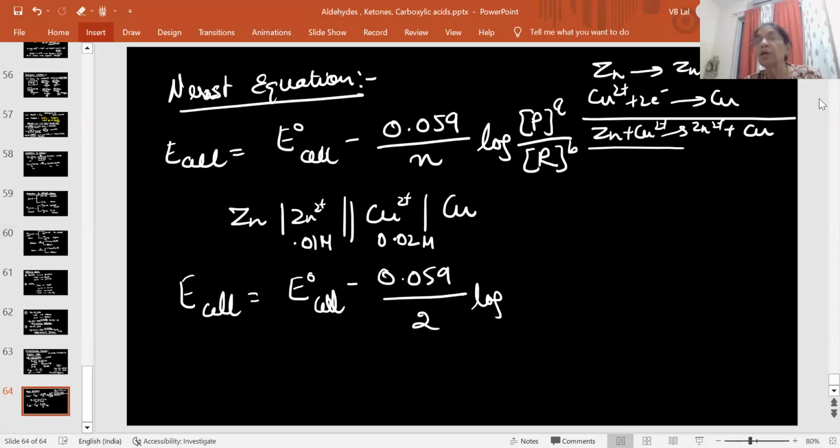So what is the product? Product is Zn2+. What is the concentration of Zn2+? 0.01, right? Divided by reactant, copper, that is 0.02. And raised to 1 in both cases because in the balanced equation the stoichiometric coefficients are 1. So you can find E cell. E cell is found when your concentrations are not constant, are not 1 molar.